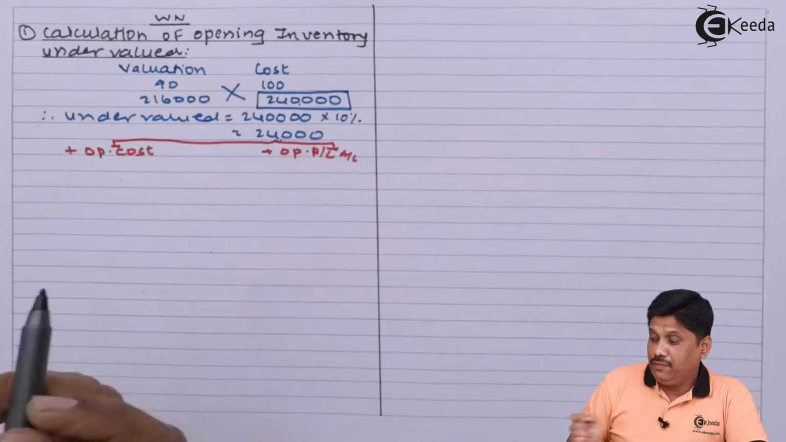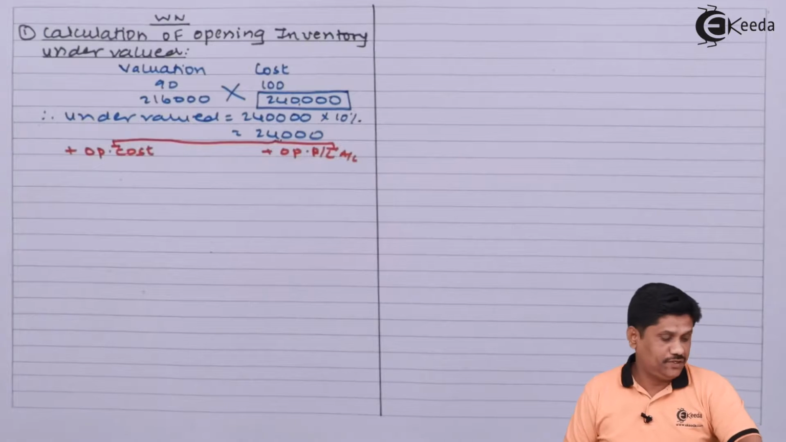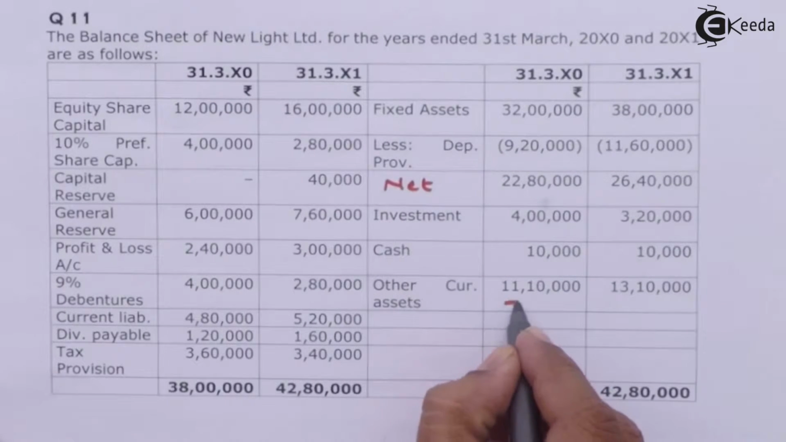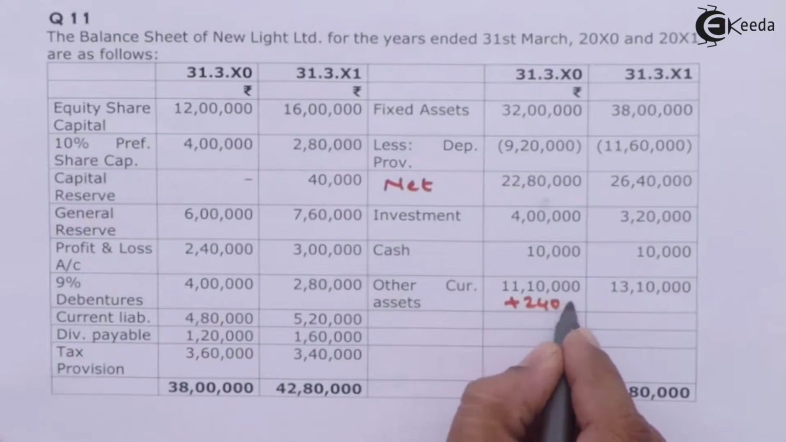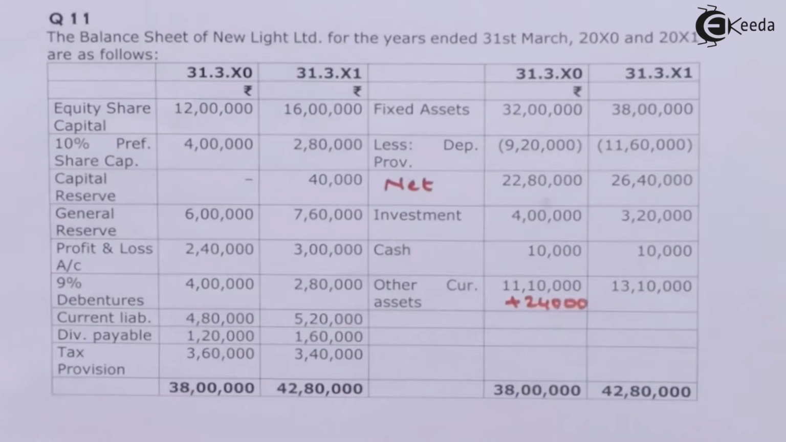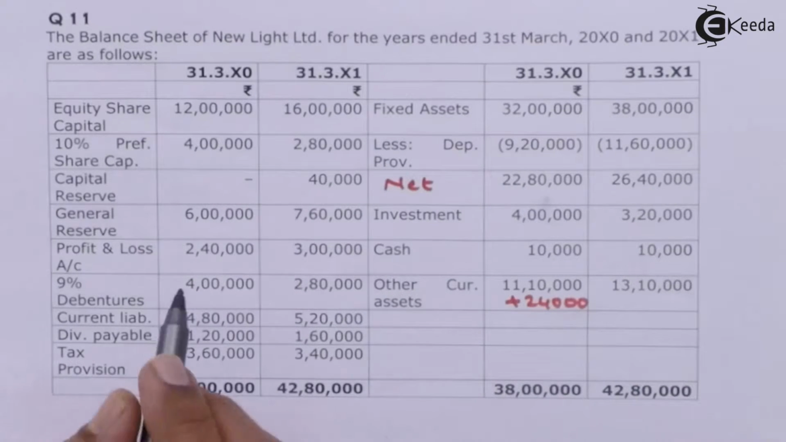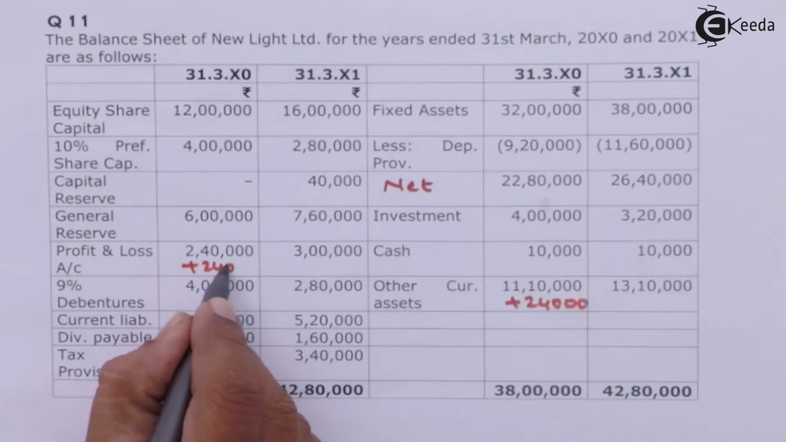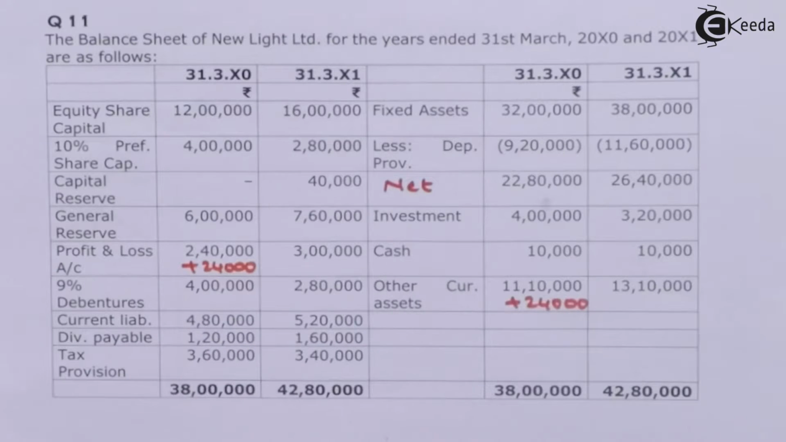Okay, so I will be showing this in my balance sheet. In my current assets opening balance, I will add 24,000 to make it correct. That means I will count it as now 11,34,000, and same amount I will add it to my profit and loss. So my PL account will be now counted as 2,64,000. मेरा बैलेंस शीट तो चेंज नहीं होगा, अमाउंट टोटल बराबर आ जाएगा, कोई टेंशन नहीं है उसका.